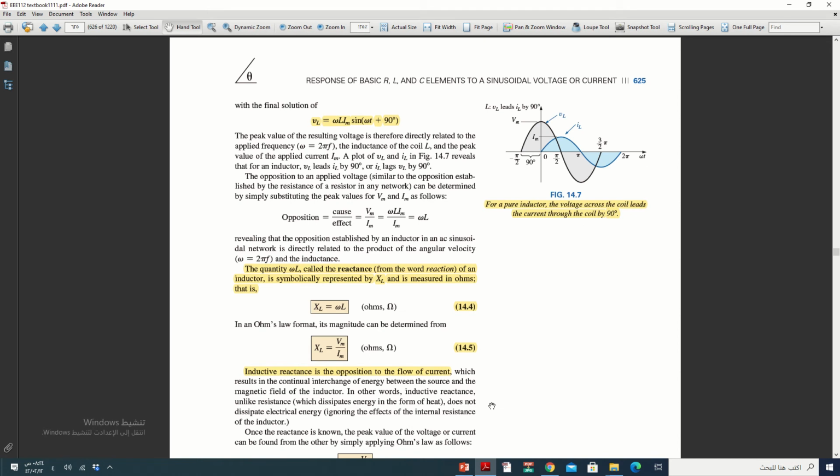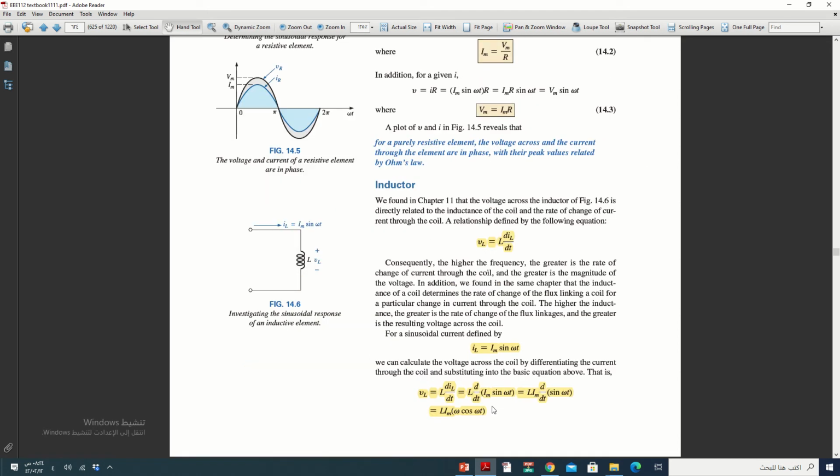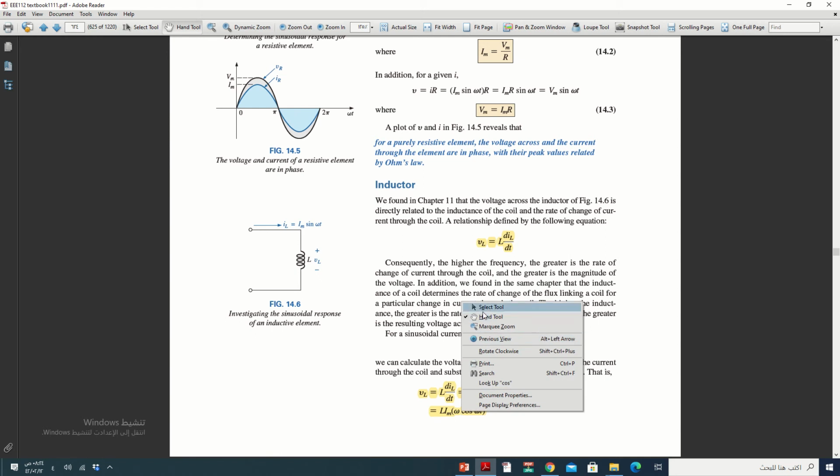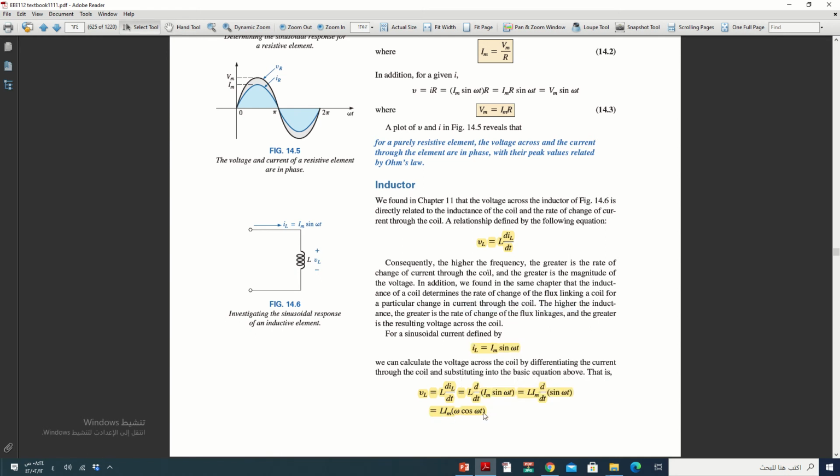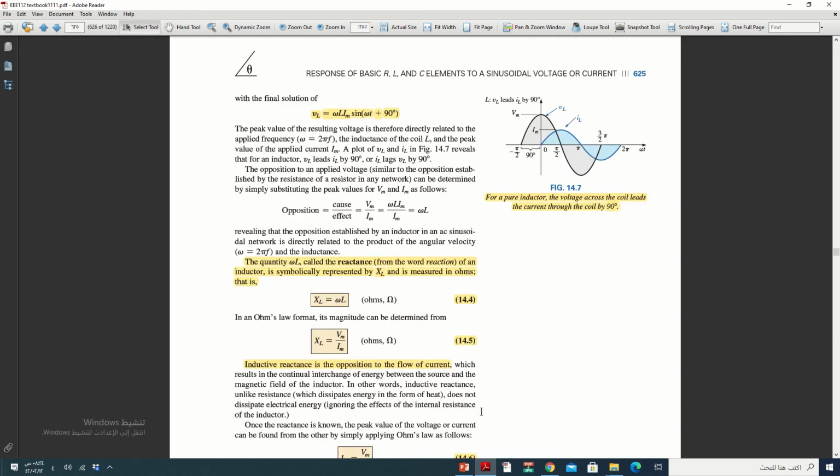We know from the last chapter that if we need to convert cosine to sine, we need to add 90 degrees. Like this, iL starts from zero. Now we found vL shifted by 90 degrees. Since it is plus 90, this means the voltage will start from minus 90.